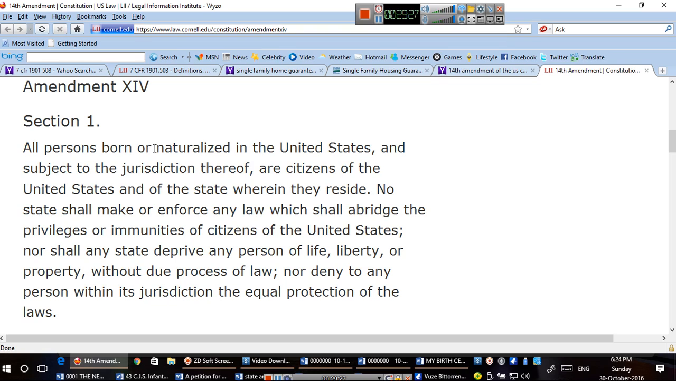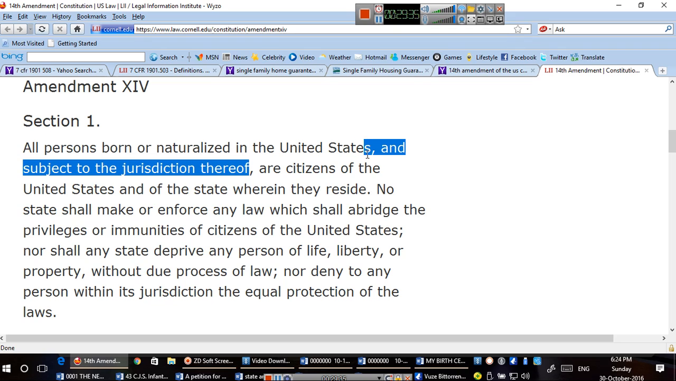All persons born or naturalized in the United States and subject to the jurisdiction thereof. That's the... What you say? What's that thing?